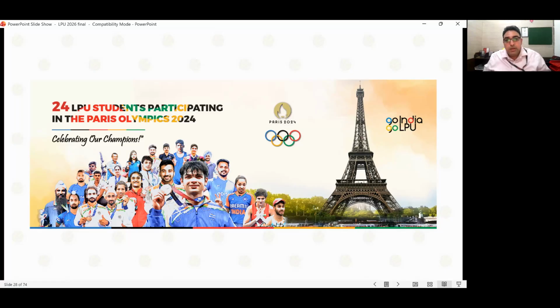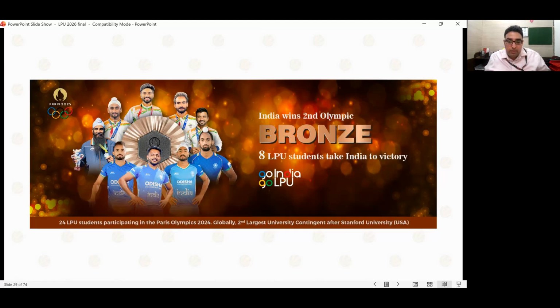In Paris Olympics 2024, in the contingent of Indian players, 24 players were from LPU only. That means LPU's 24 students were participating in the Paris Olympics 2024, and this is a great achievement for India, for Punjab, for Lovely Professional University. In the team of 11, 8 LPU students were there in the hockey team and won bronze. India won its second Olympic bronze, and our 8 students were in the team.